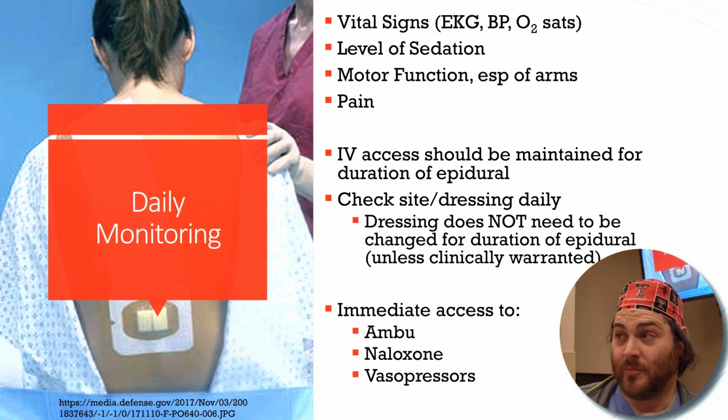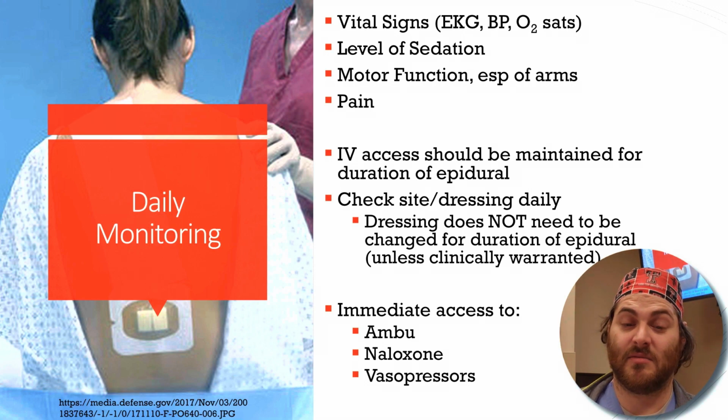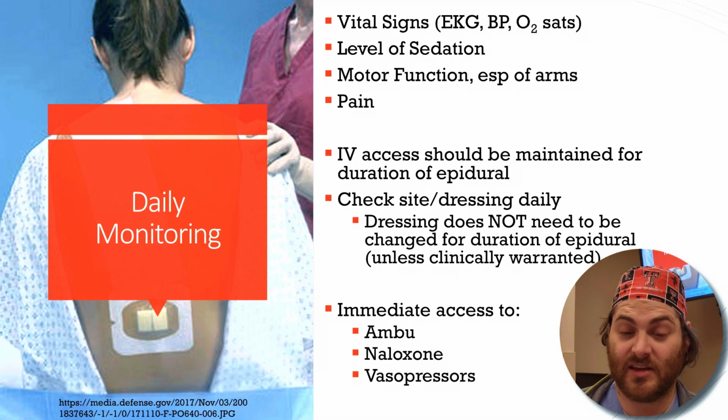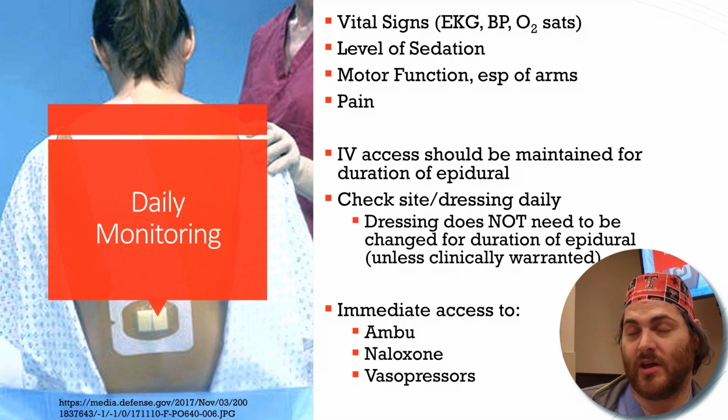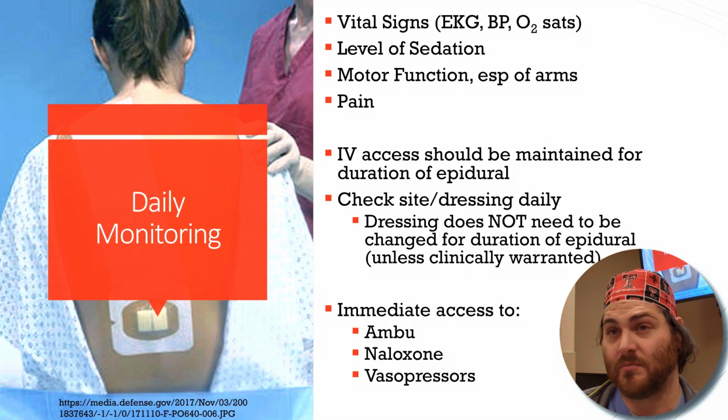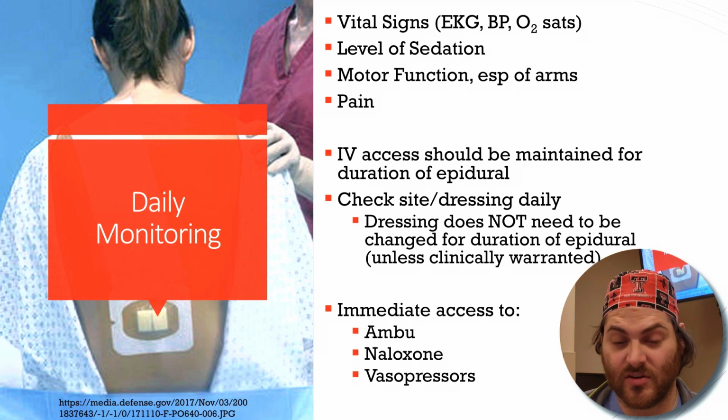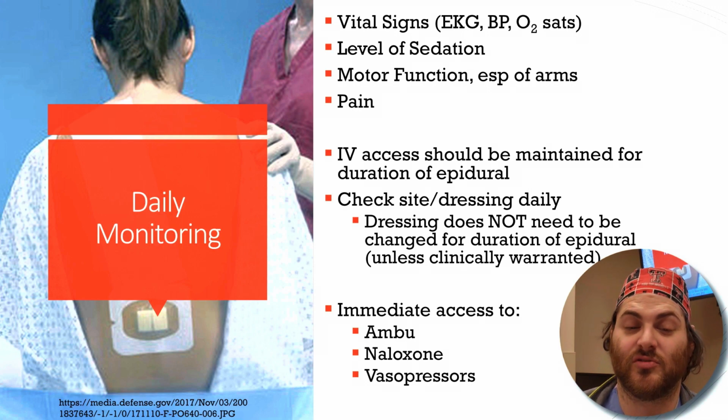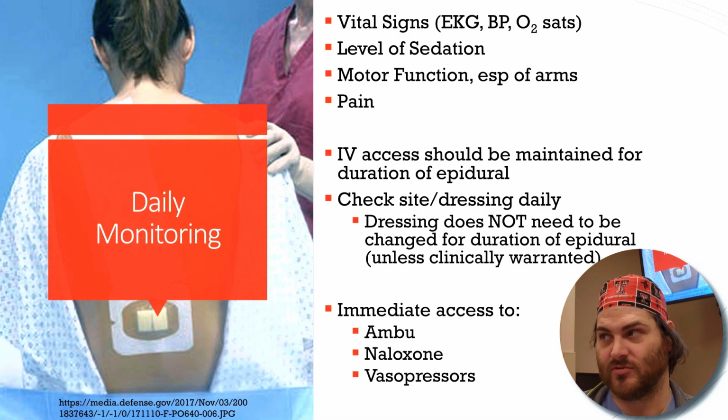An ambu bag, if they quit breathing or whatever. We need to be able to resuscitate them that way. Naloxone's a good thing to keep around, because that could help bail them out of a situation. It's usually the local, like I said, but it isn't going to hurt at that point to give them naloxone. And then vasopressors to keep their blood pressure up in any of those situations as well.